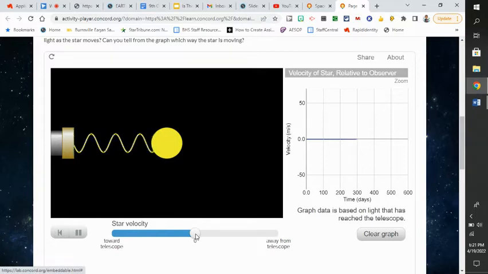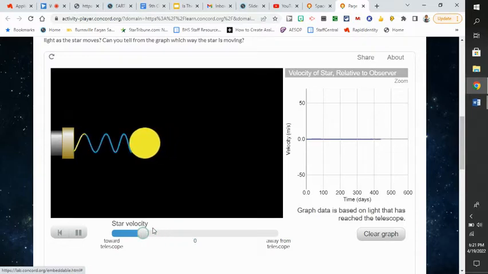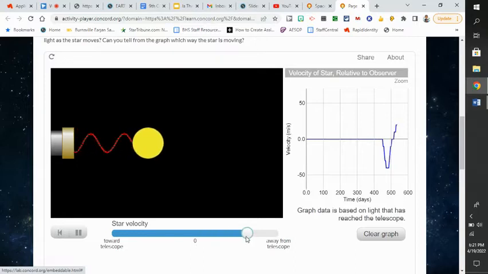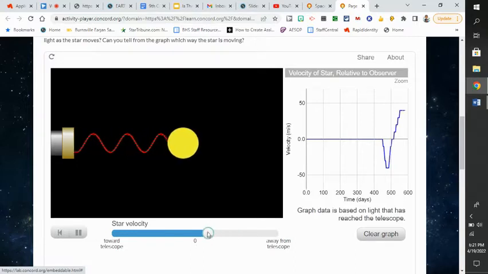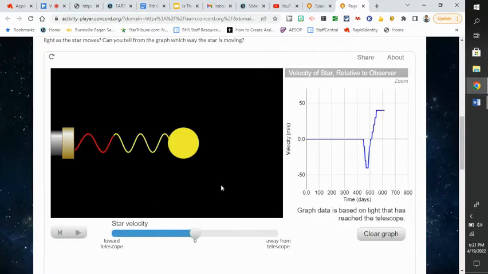Now you can change the star velocity using the slider below. You can have the star move toward the observer, or you can drag it and have it go away from the observer. Now you can look at the graph. I'm going to go ahead and pause this.